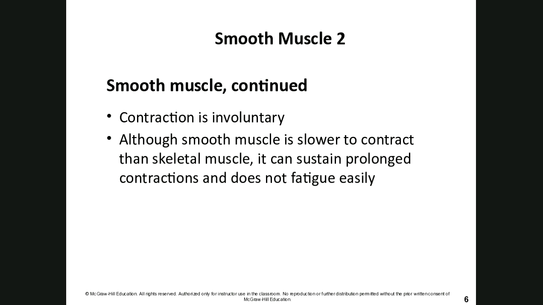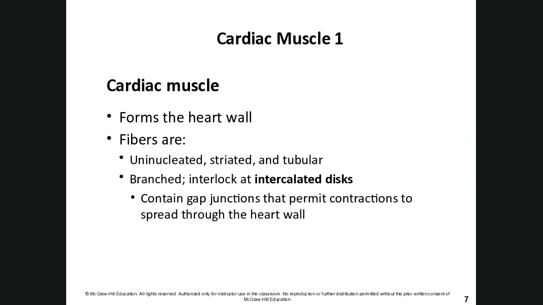Another place that you'll find smooth muscles, where you'll have to have these sustained contractions for an extended period of time, is in your uterus, if you're fortunate enough to have one. Because those contractions can be sustained without fatiguing very easily, that allows for childbirth to go on as it does. The second type of muscle is cardiac muscle.